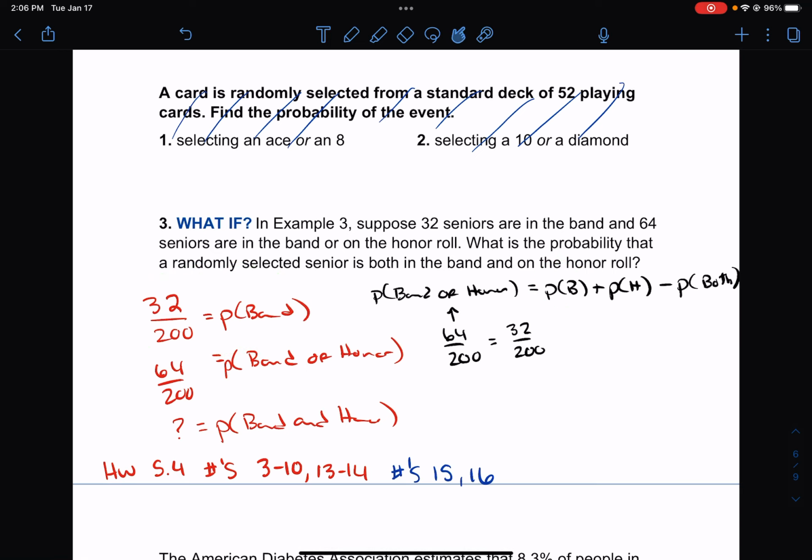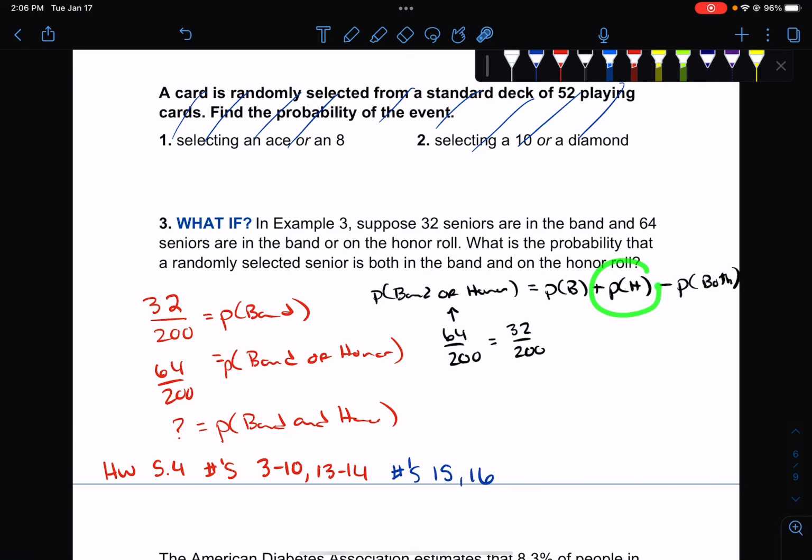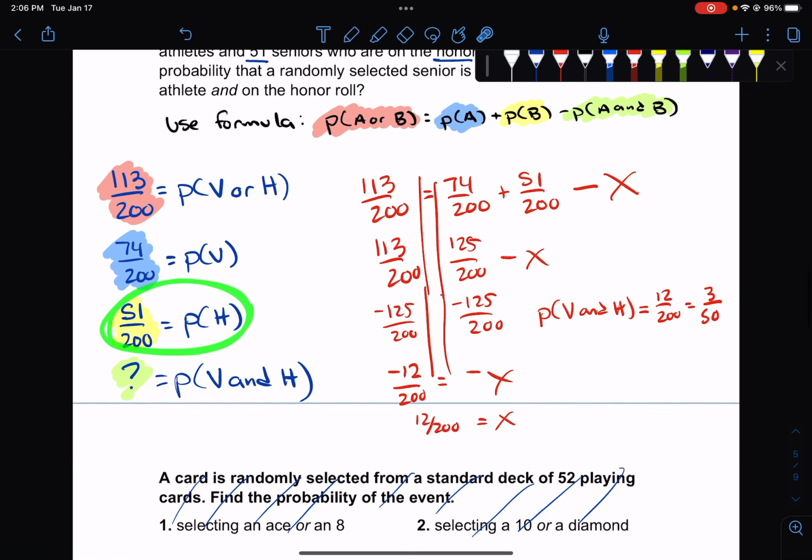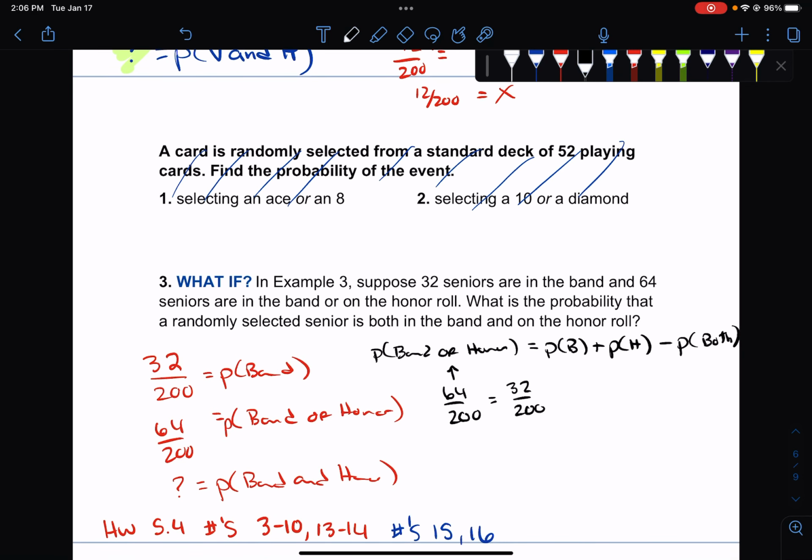And the probability of honors is back up here somewhere, right? Probability of honors, it's right there, 51 out of 200. So plus 51 out of 200 minus the probability of both. Well, that's what I don't know. I don't know the probability of both. So I'm going to call that X because that's what I'm looking for. So railroad track, simplify things a little bit. 64 over 200 equals 83 over 200 minus X.